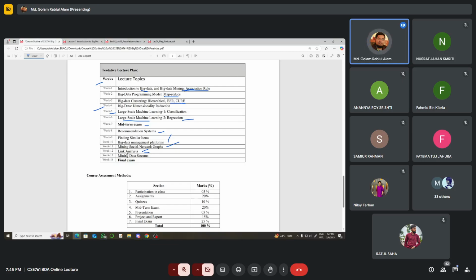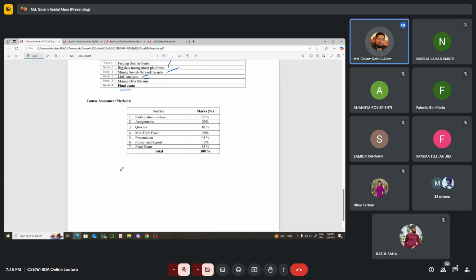After that we will discuss mining big data streams. Specifically, continuous data streams are generated in the case of big data, but we need to deal with those continuous data streams. How can we deal with them? What are the algorithms for that? We will discuss that in week 13. And after that, maybe the final exam.